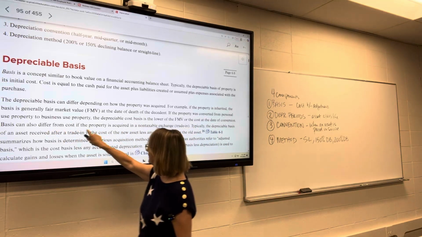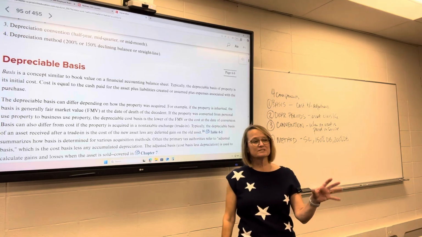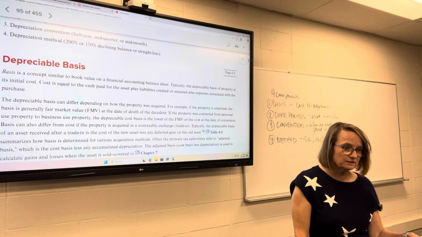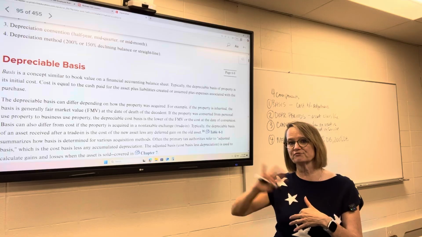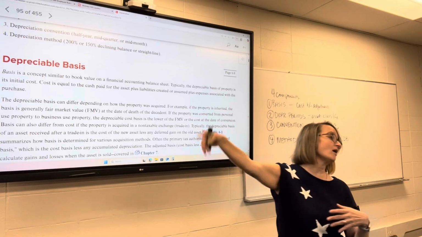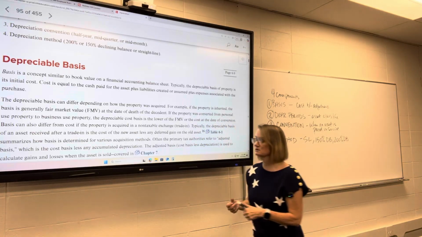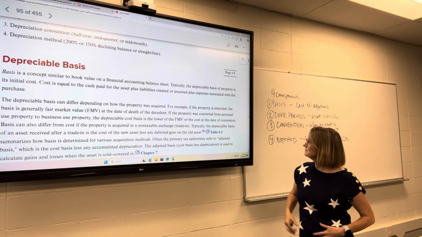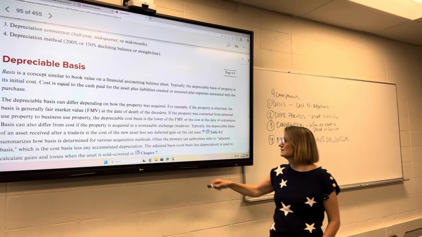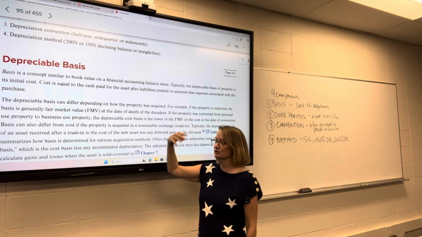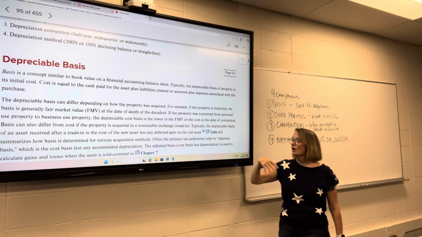Basis can also differ from the cost of the property if the property is acquired in a non-taxable exchange. This is not used all that much anymore. It can only be used for real estate. They would have these non-taxable exchanges that you could do so that you could defer recognizing a gain, which means you get to put off paying taxes on something when you dispose of it. You can only do that for real property now. Typically, the depreciable basis of an asset received after a trade-in is going to be the cost of the new asset, whatever you pay, whatever the cost of that new asset is, minus any deferred gain on the old asset.